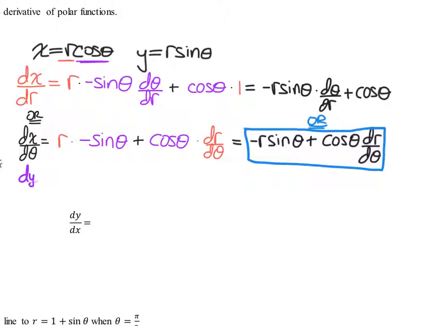Now, dy d theta. Since we decided to go with dx d theta, there's no point in getting into dy dr. We'll go right to dy d theta. So first times the derivative of the second. First would be r, the second would be sine theta. So r times cosine theta, plus second times the derivative of the first, so sine theta times dr d theta.